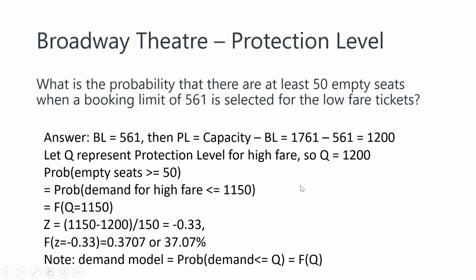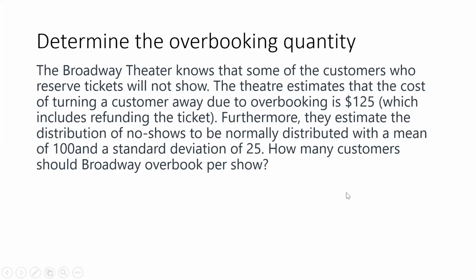Okay, this question clear? Let's move on. Okay, determine the overbooking quantity. The Broadway Theater knows that some of the customers who reserved tickets will not show. So the theater estimates that the cost of turning a customer away due to overbooking is $125. So this sentence basically tells you the penalty that the theater has to pay a customer who has a valid reservation but doesn't have a seat. So this is the penalty, Co.